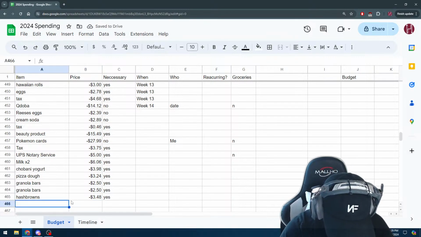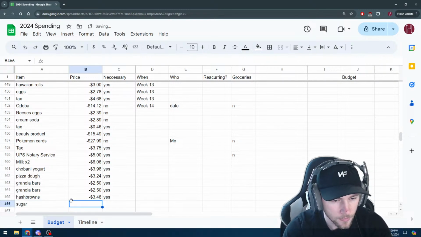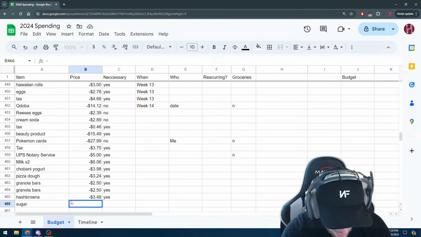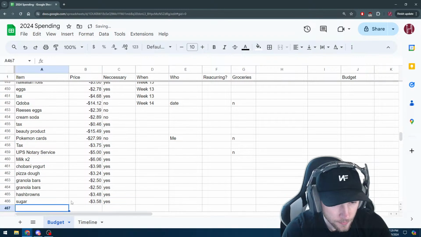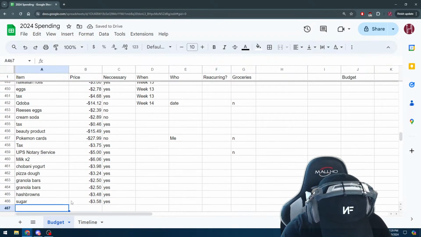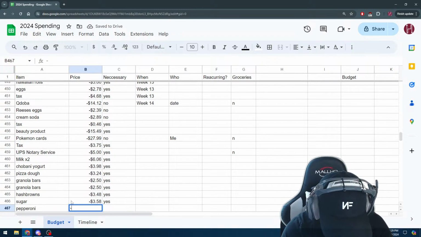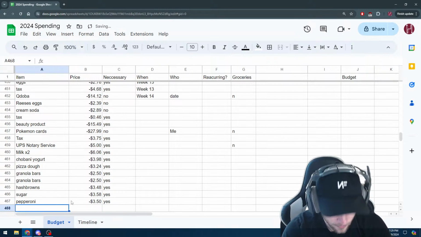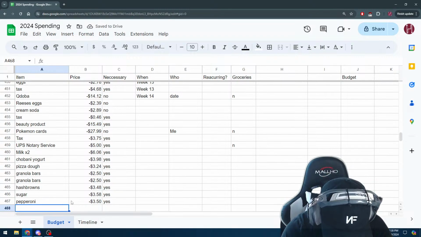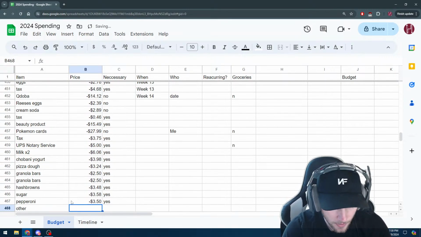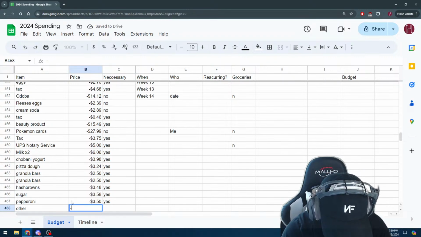And moving on, we got some sugar, 398. Nope, 358. We got pepperoni. You thought it was gonna be peppermint oil, 350. Some, I'm not gonna know what that is. Bomb something. That's not a food item. I think 398.